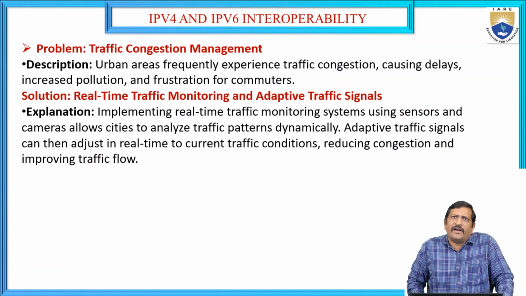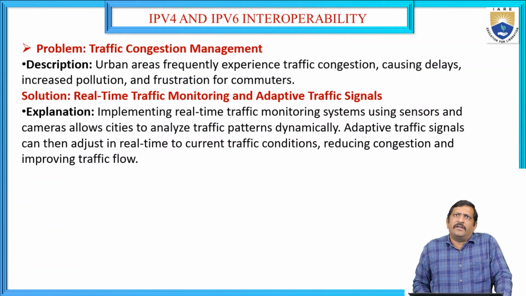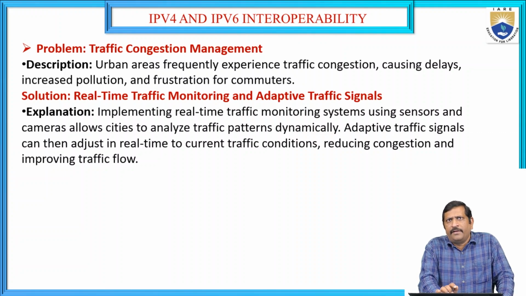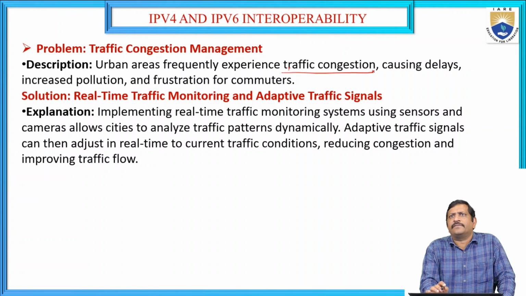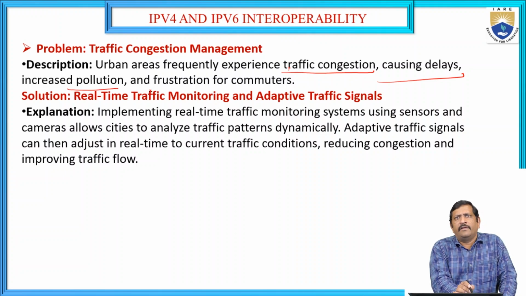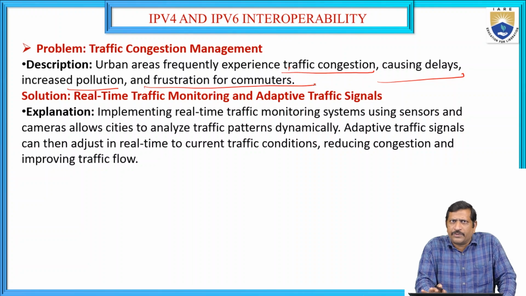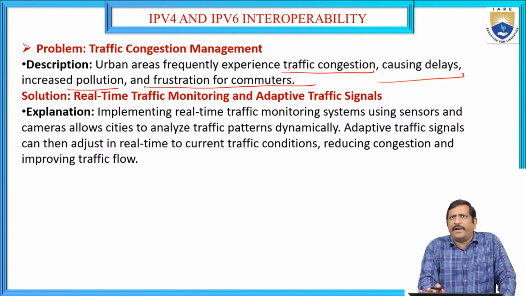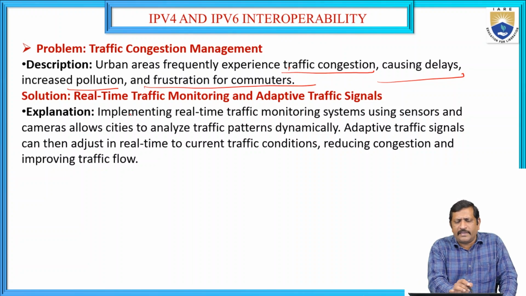Next, real-time traffic congestion management. In urban areas, traffic congestion frequently arises, causing delays, increased pollution and frustration for customers. These are all real-time issues. Real-time traffic monitoring and adaptive traffic signaling can be used for that.